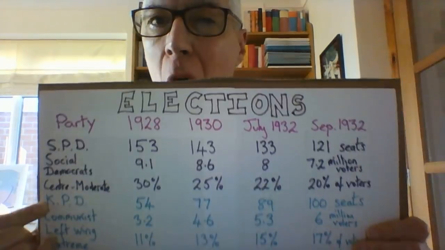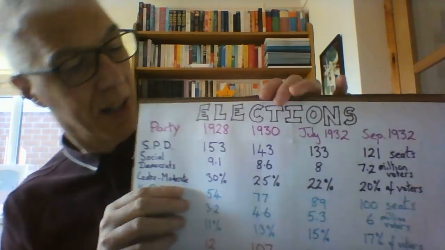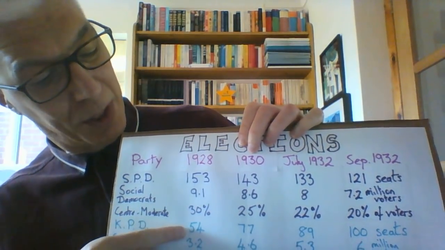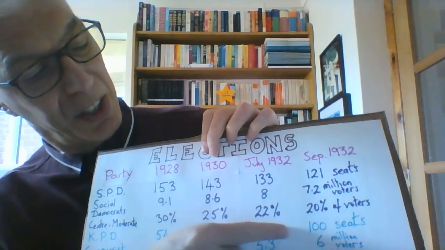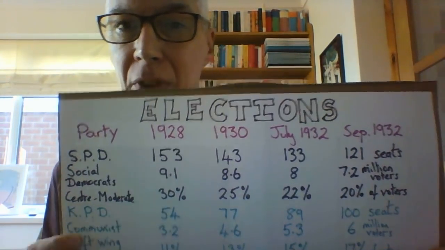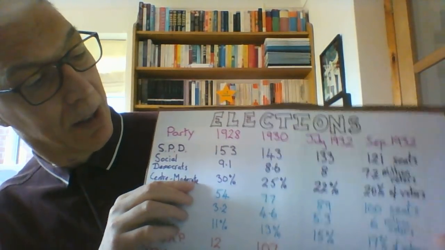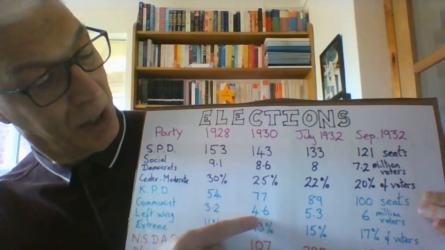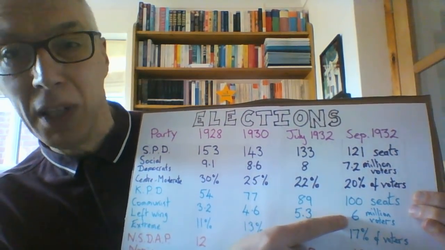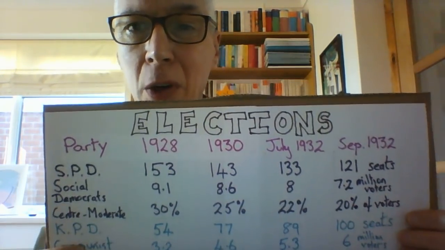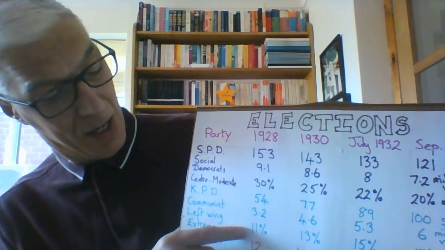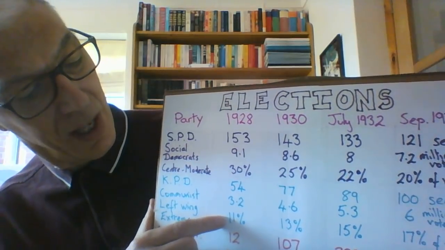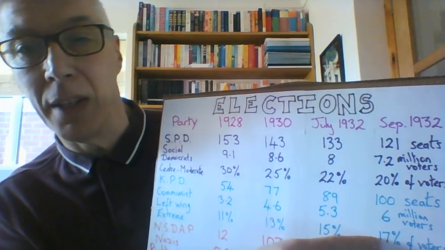Let's have a look at the next party. The KPD, the Communist Party, a left-wing party. Again, we see their figures. 54 seats, 77 seats, 89 seats, 100 seats. So they almost double the amount of MPs in the Reichstag. Again, the amount of people voting for them: 3.2 million, 4.6 million, 5.3 million, 6 million voters. So the amount of people voting for the Communist Party doubles, and you see their percentage of the vote rising: 11, 13, 15, 17. So some people start to vote for the communists.